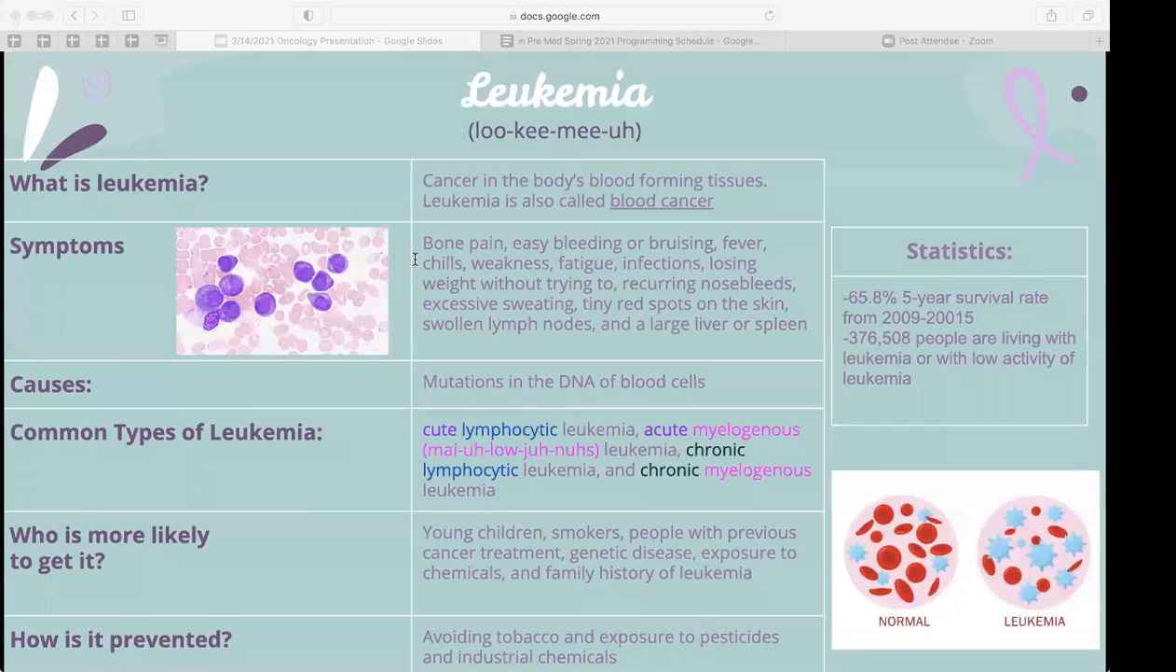Now we'll talk about leukemia. To start, what is leukemia? Well, leukemia in simple terms is blood cancer. Leukemia can be described as cancer in the blood-forming tissues of the body.